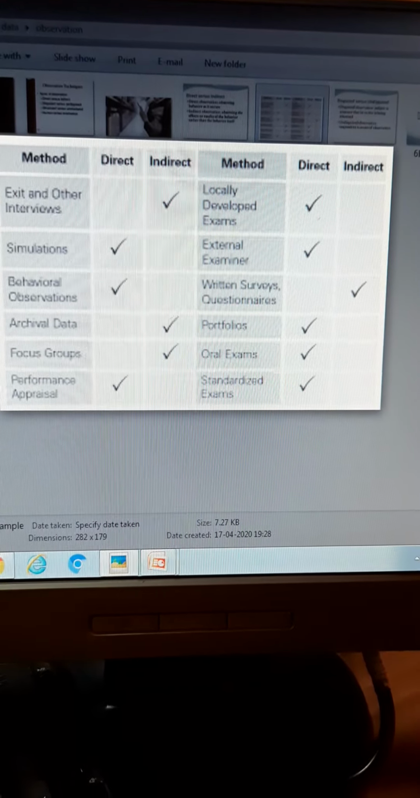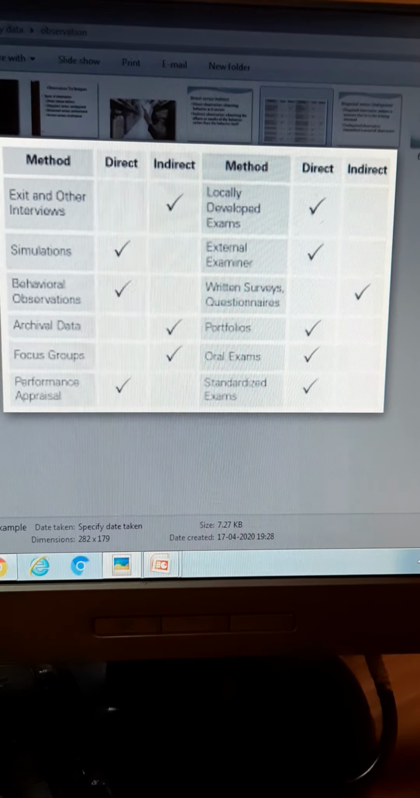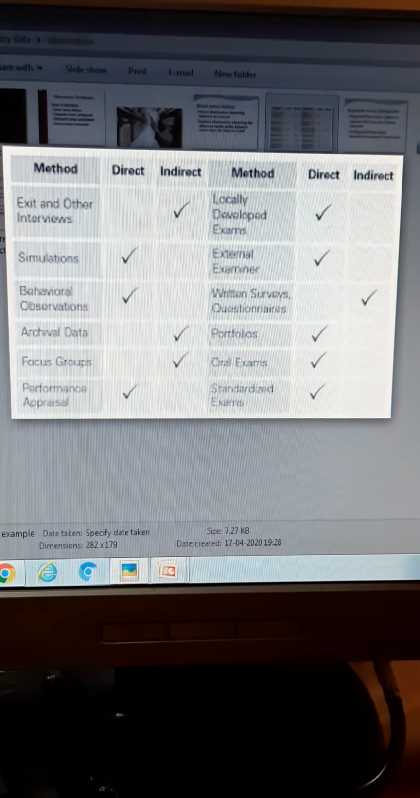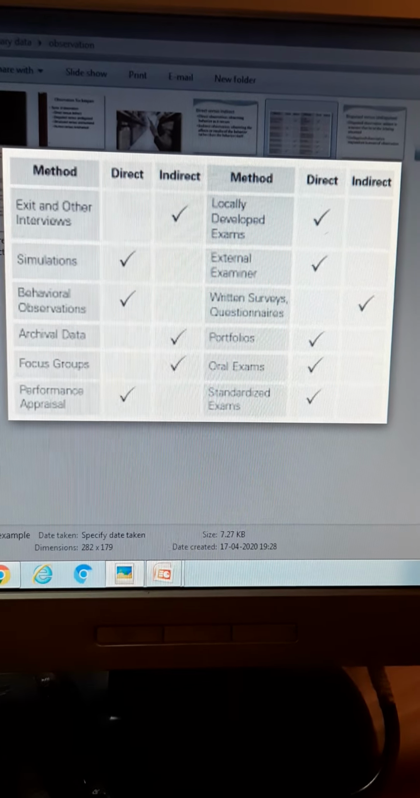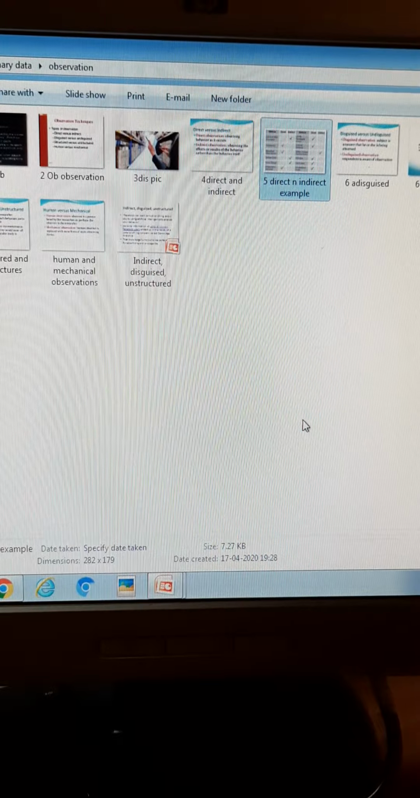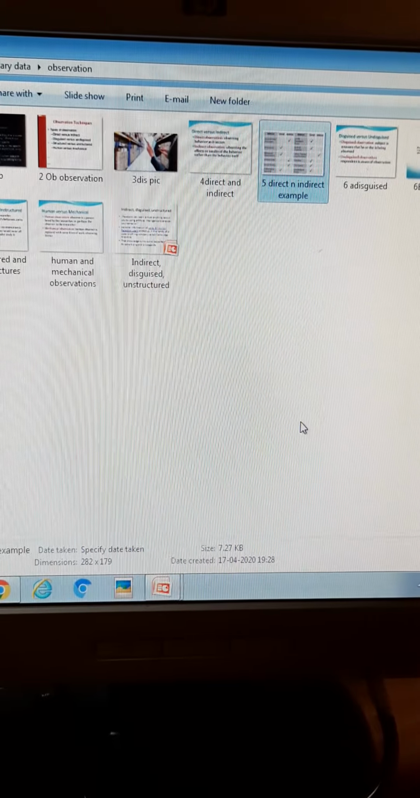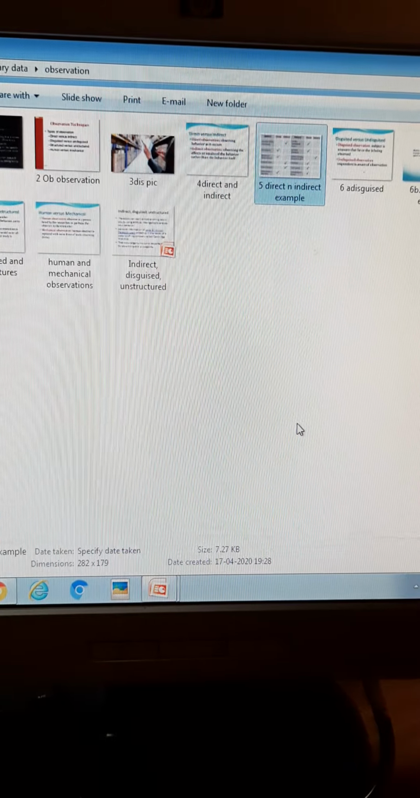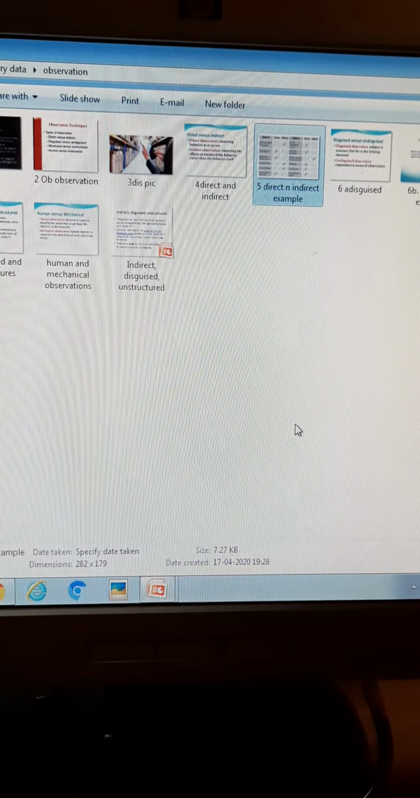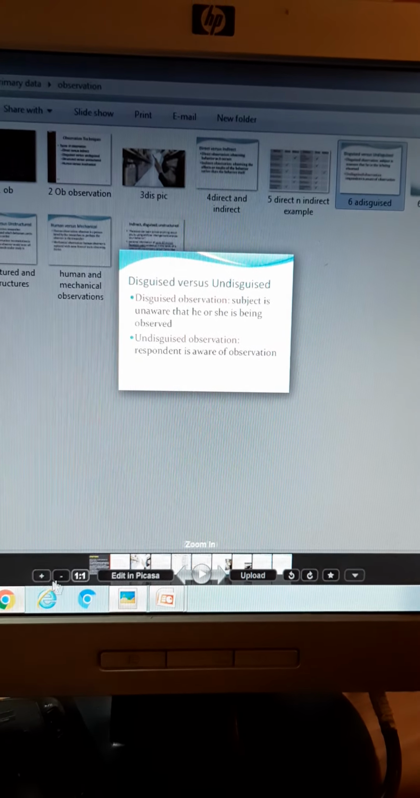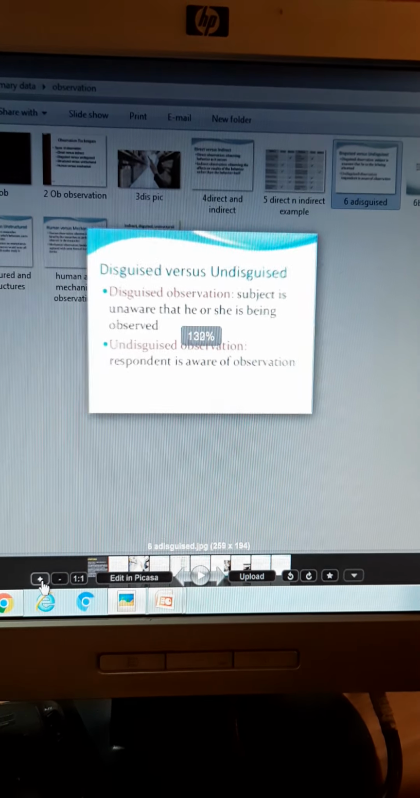Portfolios, oral examination, standardized examination. All these are direct ways of studies. Observation. Right. So, next we will go to disguised and undisguised study. What is a disguised and an undisguised study? So it is another observation type.